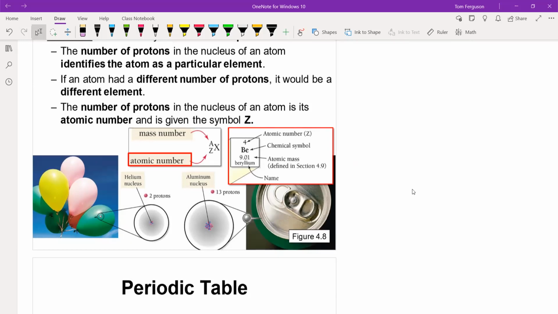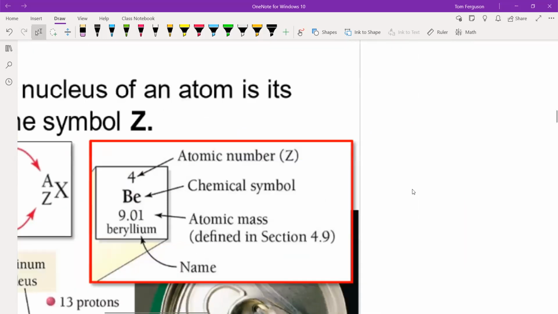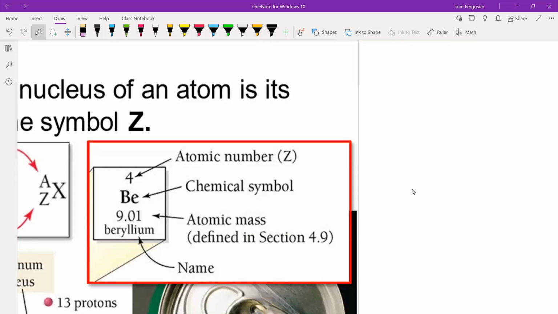Every square in the periodic table looks like this. Okay, there's an integer and a decimal number usually. If there's no decimal number, a number will be in parentheses. The integer is called the atomic number. Its designation is Z. That's also equal to the number of protons. So if the atomic number changes, number of protons change, element changes.